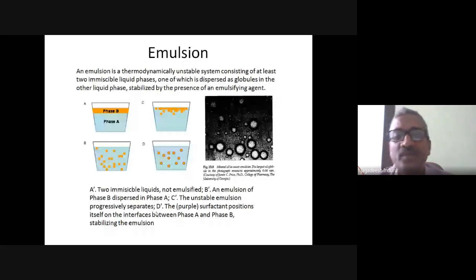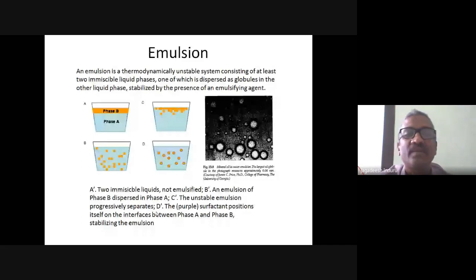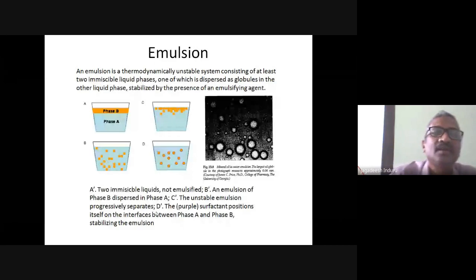When compared to a suspension, an emulsion consists of at least two immiscible phases. More than two immiscible phases will also be present in a multiple emulsion. That is the reason it is at least two immiscible phases, one of which is dispersed as globules in the other liquid phase, stabilized by the presence of an emulsifying agent. This, we know.